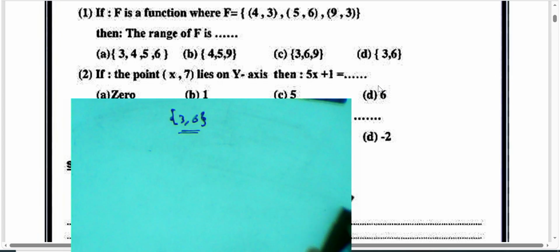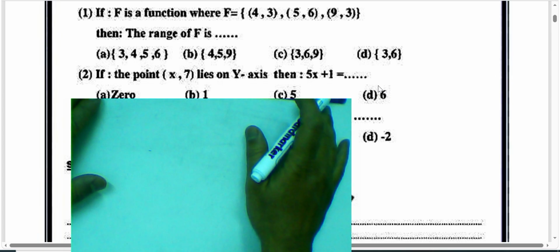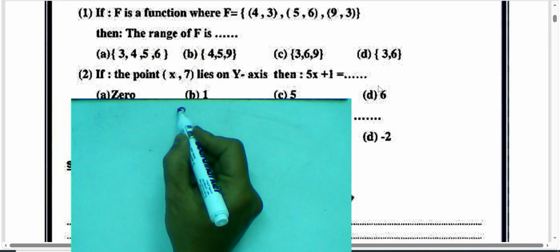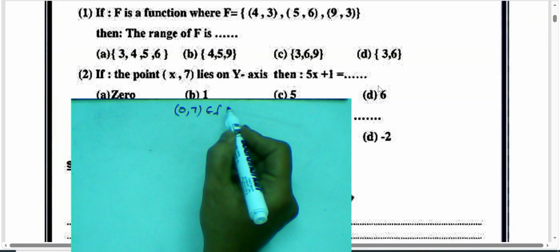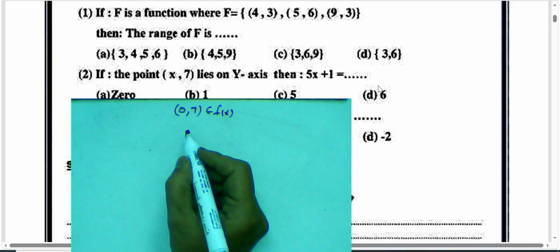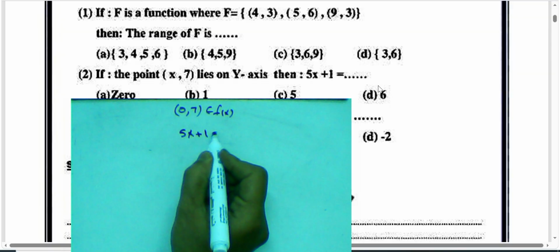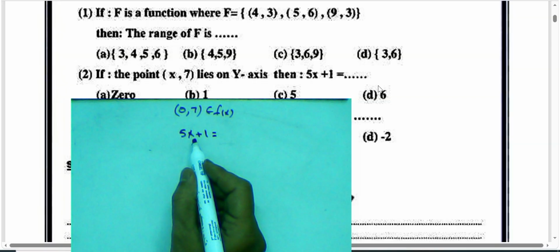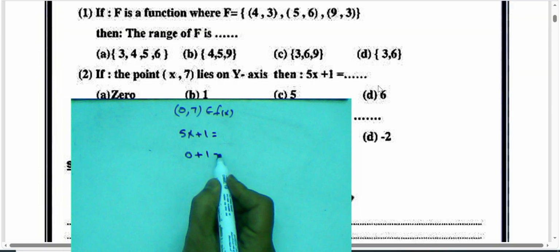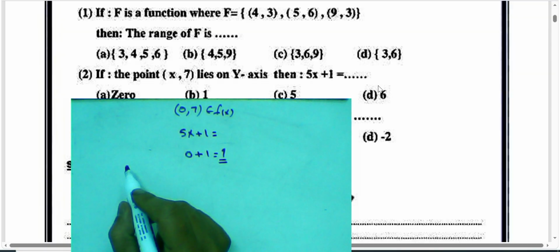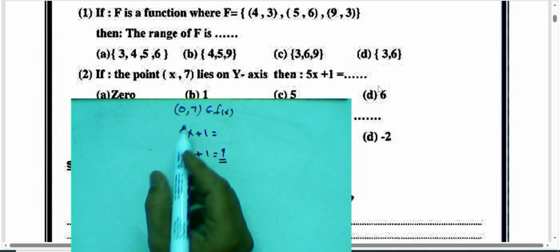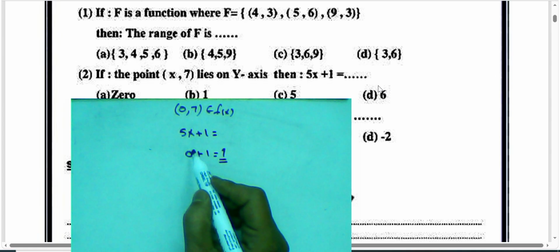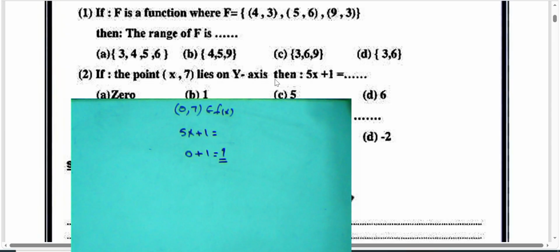If the point (x, 7) lies on the y-axis, it means x will be 0, then the point will be (0, 7). The point belongs to the function f of x and satisfies the function. So 5x plus 1 equal what? We put the value of x equal 0. 5 times 0 equals 0. 0 plus 1 is 1. Then the result will be 1.